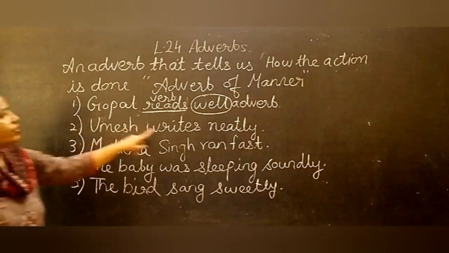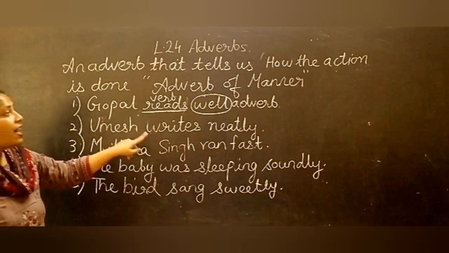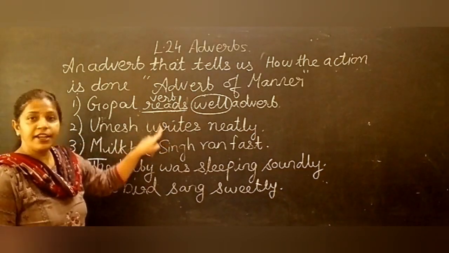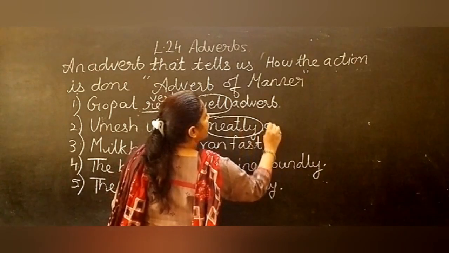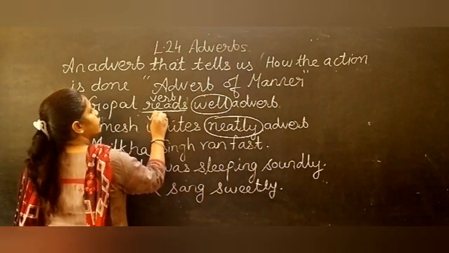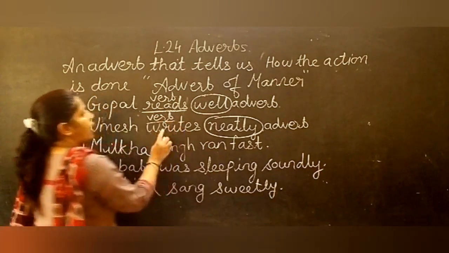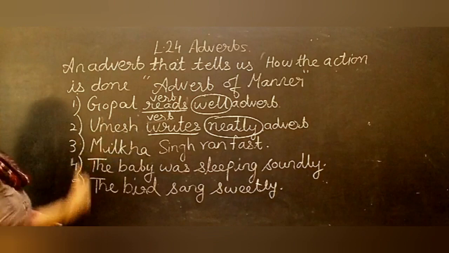Okay. Umesh writes neatly. How does Umesh write? How is the action of writing done? Neatly. So neatly is our adverb and writes is our verb. So how is this action done? The writing action is done neatly.